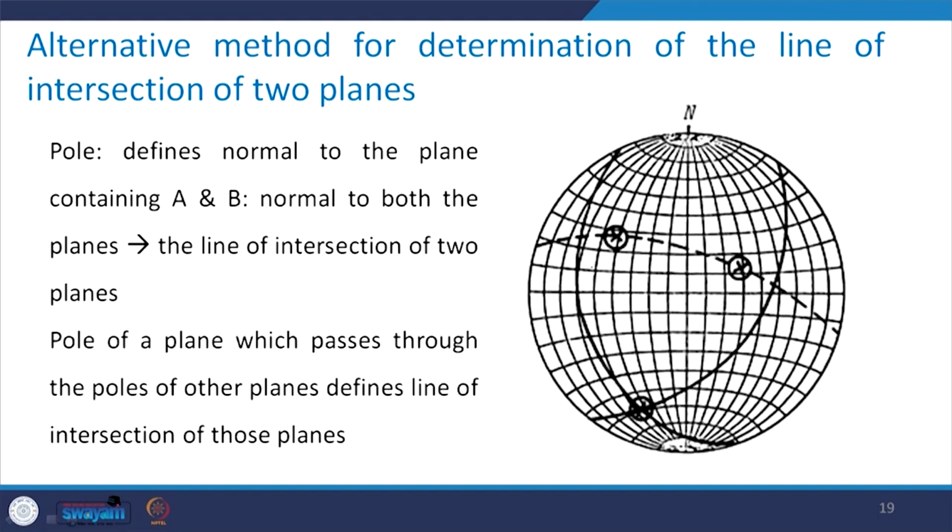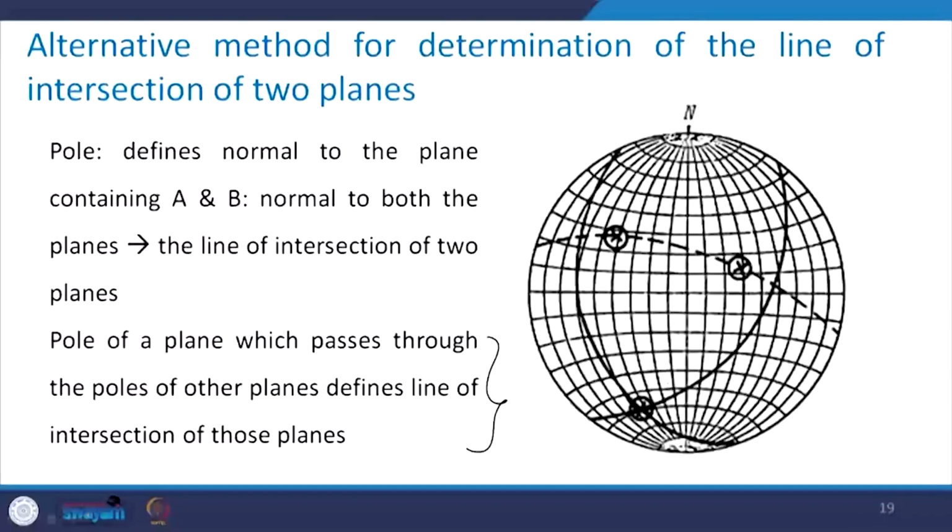Because this pole defines the normal to the plane which is containing these two poles, that is A and B, it is normal to both the planes. So, that will give us the line of intersection of these two planes. So, the pole of a plane which passes through the poles of the other planes defines the line of intersection of those planes. Please remember this. This is a very important statement: the pole of a plane which passes through the poles of the other planes defines the line of intersection of these two planes.